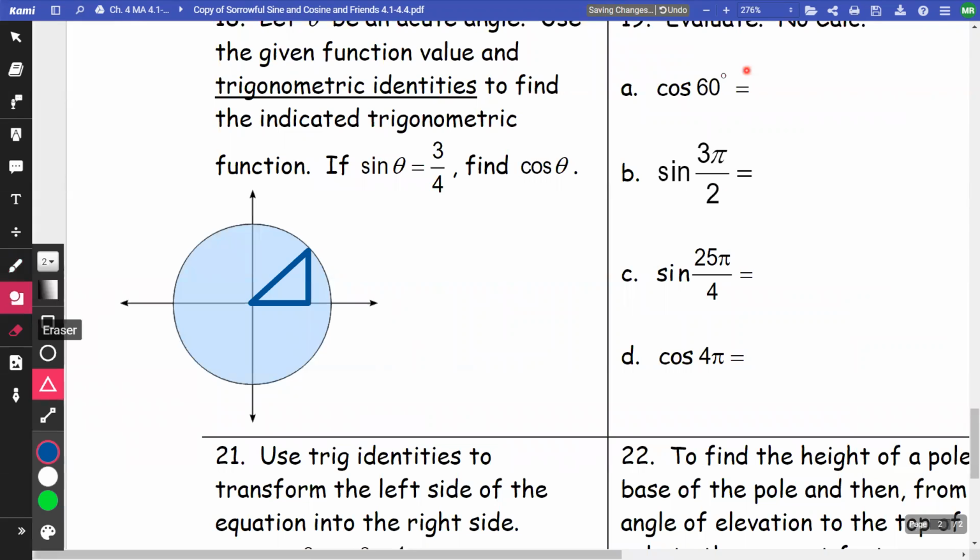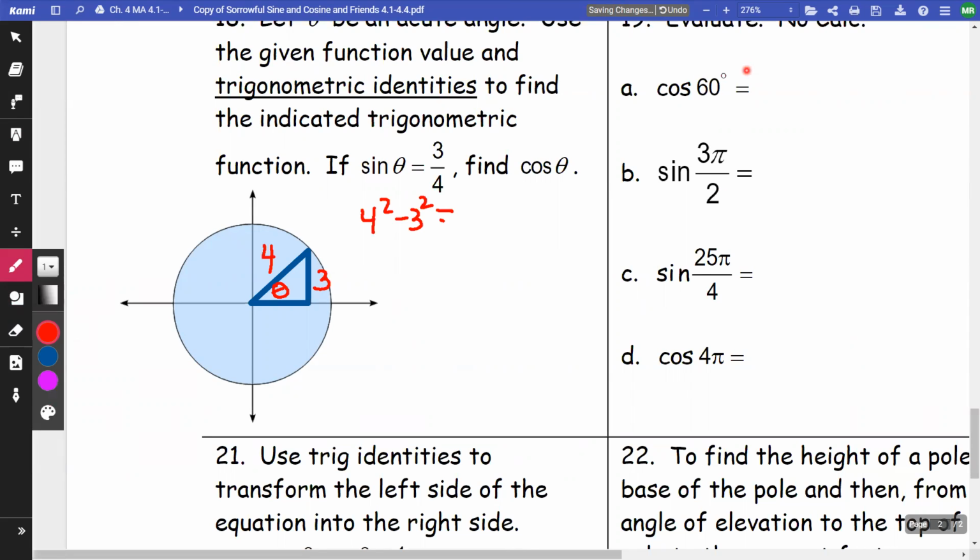So we have this is our theta. So this is going to be 3. This is going to be 4. This is not a 3, 4, 5. You got to be careful. So this would be basically 4 squared minus 3 squared. So that's going to be 16 minus 9, which is 7. So this is going to be the square root of 7. So my cosine is going to be root 7 over 4.